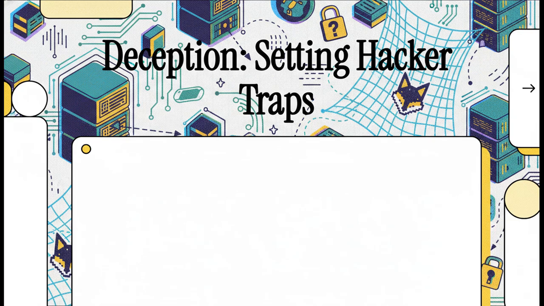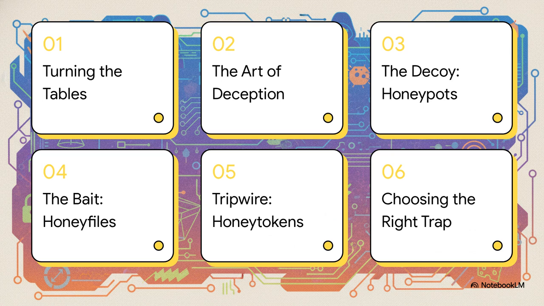So what if, instead of just building bigger, stronger walls to defend your network, you could actually set clever traps for the hackers themselves? Turn the tables on them, make them show you their playbook. Well, that's exactly what we're talking about today. We are diving into the world of deception technology, which is basically the art of setting digital traps to catch attackers in the act. Here's what we've got on tap.